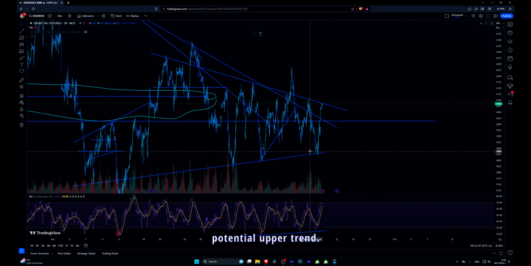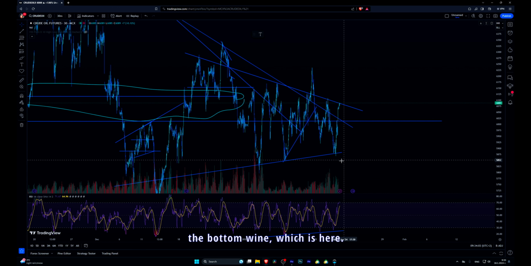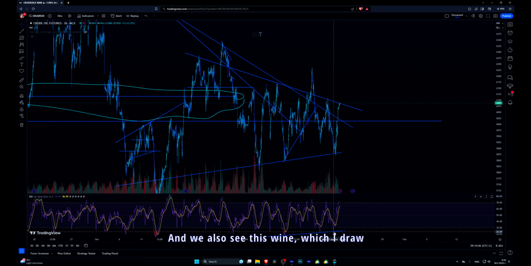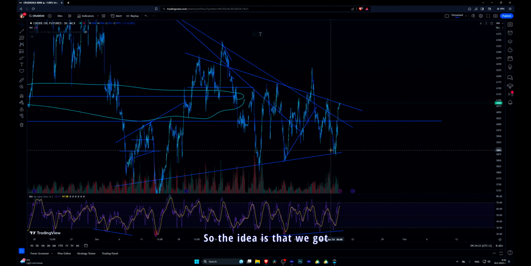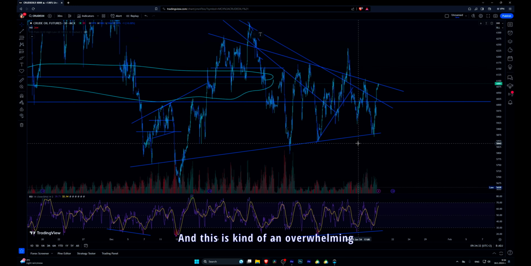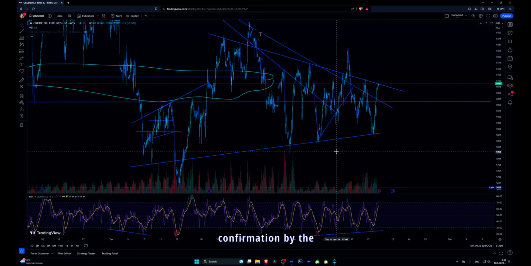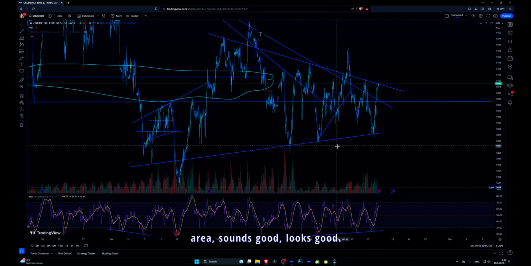so we can consider that there is a potential upper trend. Next we wait for the RSI to fall under the bottom line, which is here, and we also see this line which I drew like a support line on the RSI, which is a common thing to happen. Like for example here we can see another. So the idea is that we got this triangle hitting this line, and this is kind of overlapping confirmation by the triangle and the RSI indication. At the same time, the big consolidation which we saw around this area sounds good, looks good.